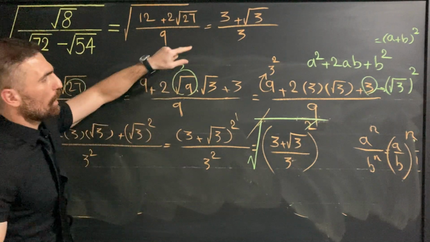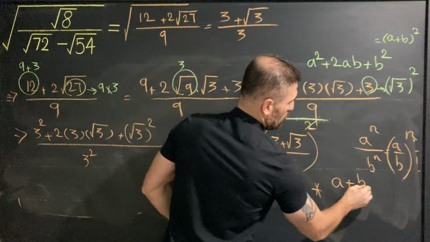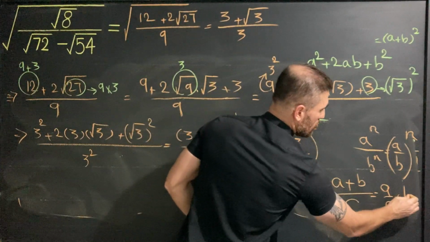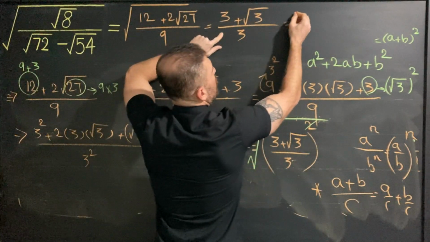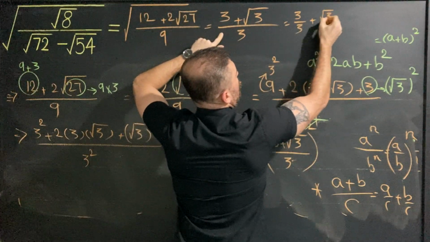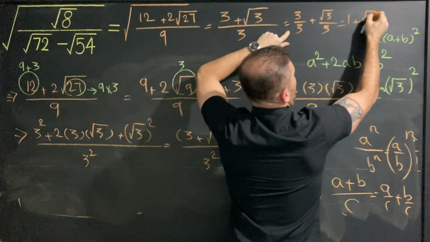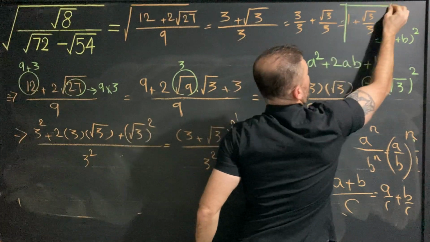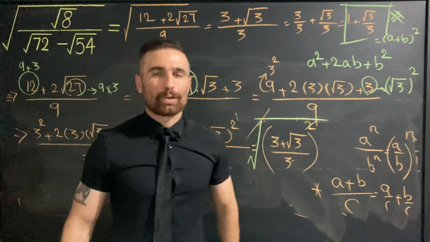But we can continue. All you know, a plus b over c can be written in the form of a over c plus b over c. So I write it in the form of 3 over 3 plus second root of 3 over 3. 3 over 3 is 1 plus second root of 3 over 3. And this is the most simplified answer of our question.